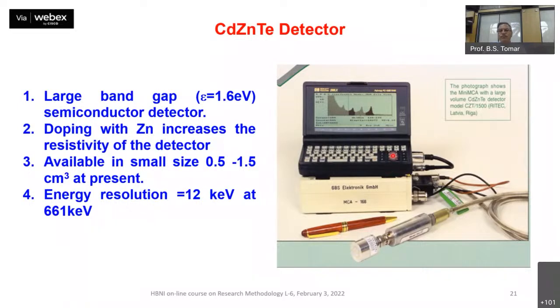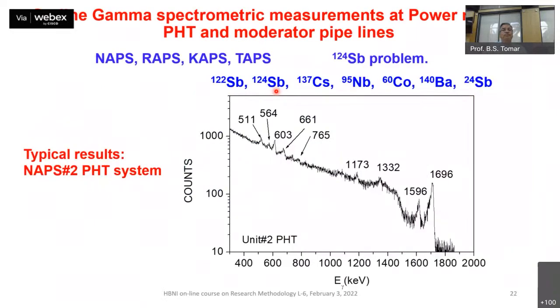So we took this detector to Narora and did the gamma spectrometric measurement. We don't have to be near the 1.2 R dose. We can be 12 feet, 20 feet away and keep the detector in the line of the pipeline. So this is the gamma spectrum. This is the raw data. Always show the raw data. And you can see here antimony 122, antimony 124, 603 and 1696, cesium 137, niobium 95, cobalt 60, barium 140, and antimony 124 again.